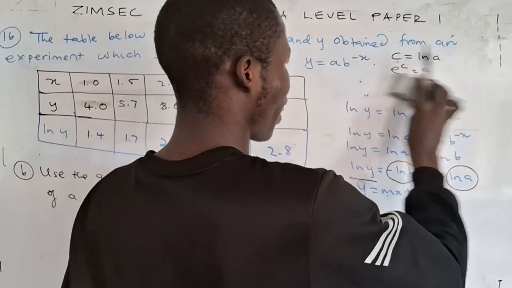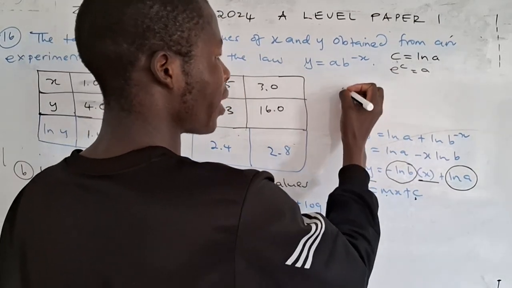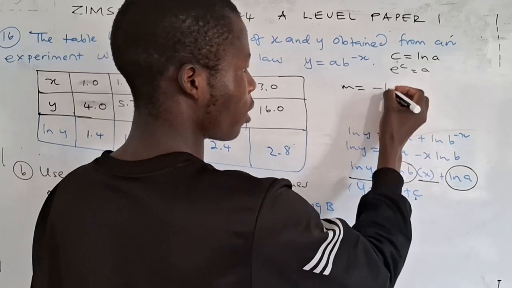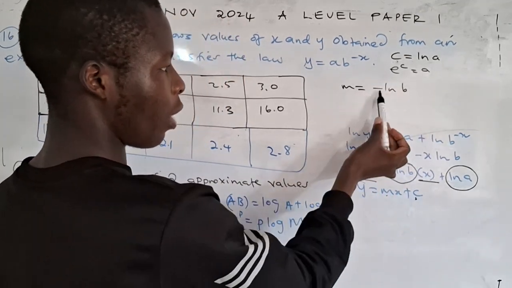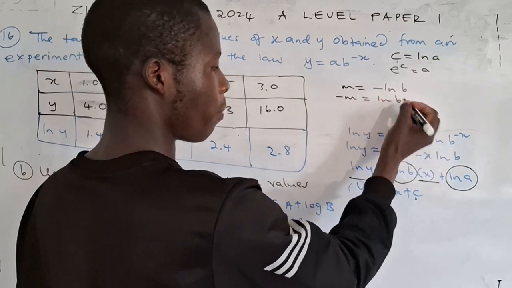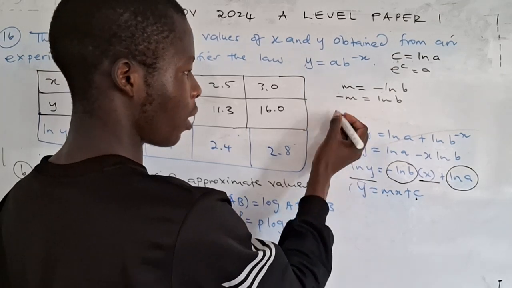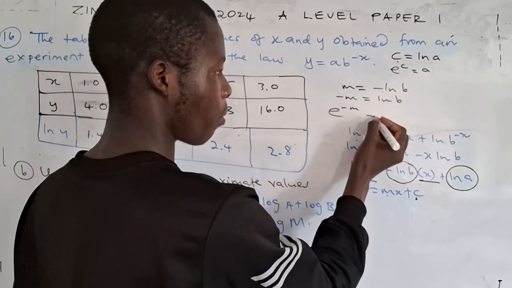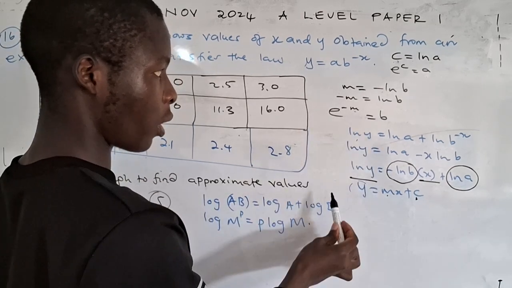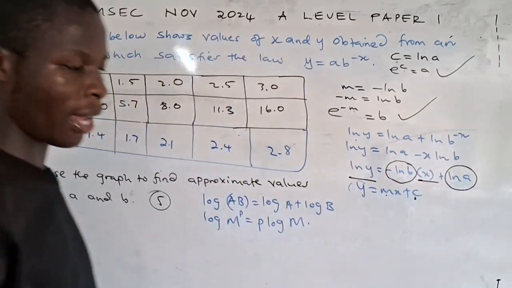Now you want to find b. You determine the gradient of the graph. M, the gradient, is equal to negative ln b. Now you take the negative to this side, so negative m is equal to ln b. In order to get rid of this ln, you introduce the exponential. So e to the power negative m is equal to b. M is the gradient of the graph that we are going to draw, and C is the y-intercept. Now A I have, B I have.